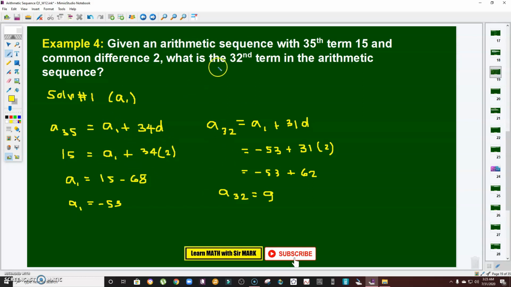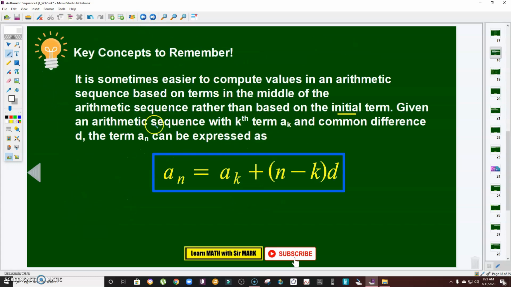As you can see in my solution, medyo mahaba. Kasi nga, for you to get the 32nd term, kailangan ko pang dumaan sa first term, which is negative 53, before I arrive dun sa hinahanap, which is the 32nd term. Okay, that's the long solution. Now, again, emphasize natin tong concept. This is what we're going to use if you want to avoid the initial term.